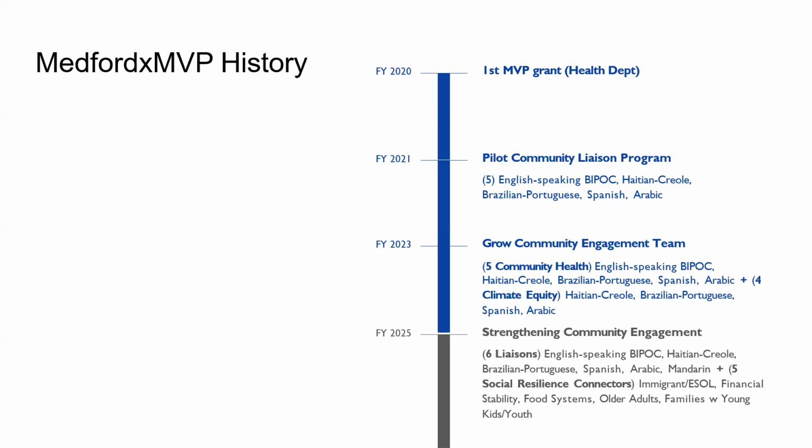So this ultimately led to the second MVP Action Grant, which piloted this community liaison group. And this funding round was also supported by MAPC. And the liaisons essentially were introducing themselves to the community.